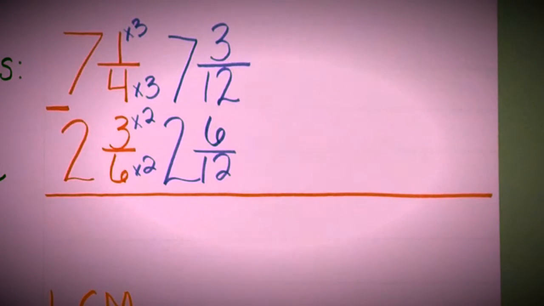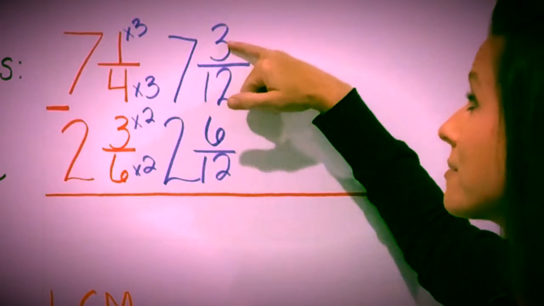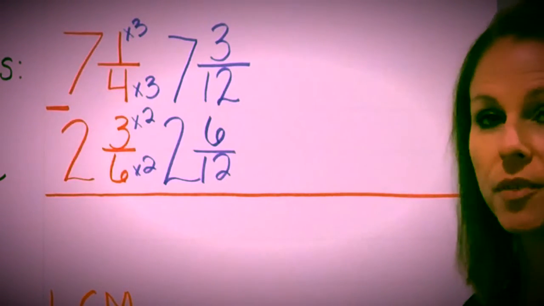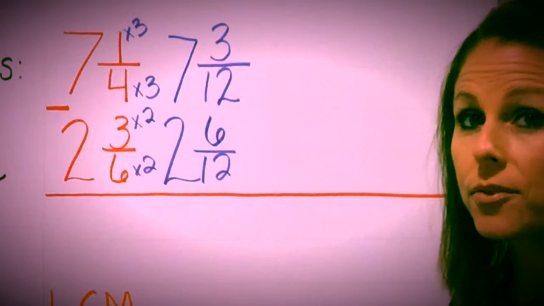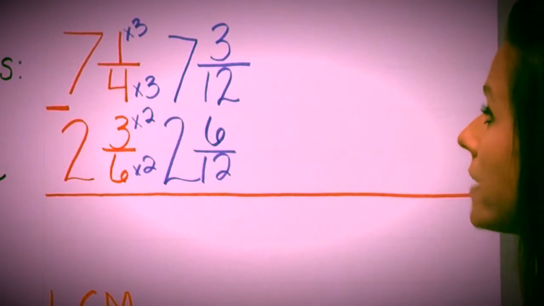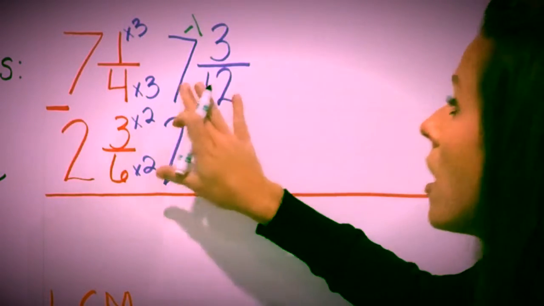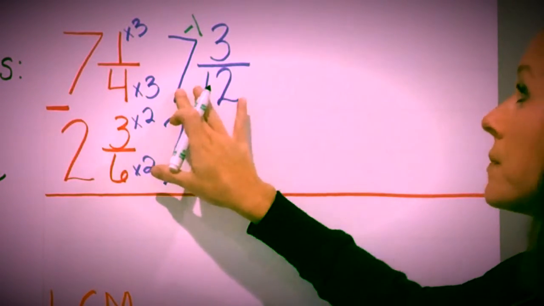Now that we have common denominators, we are ready to start the subtraction steps. For this particular problem, we are unable to go ahead and start subtracting because our top numerator is smaller than our bottom numerator. We are going to have to regroup this top mixed number. To do that, you will start by taking one whole away from the whole number.